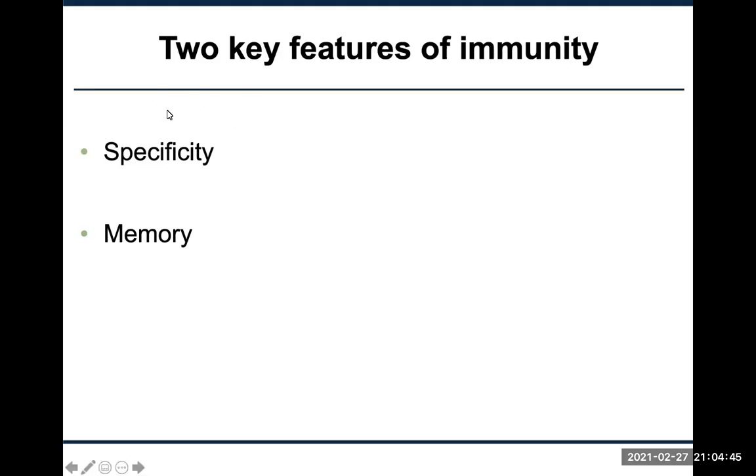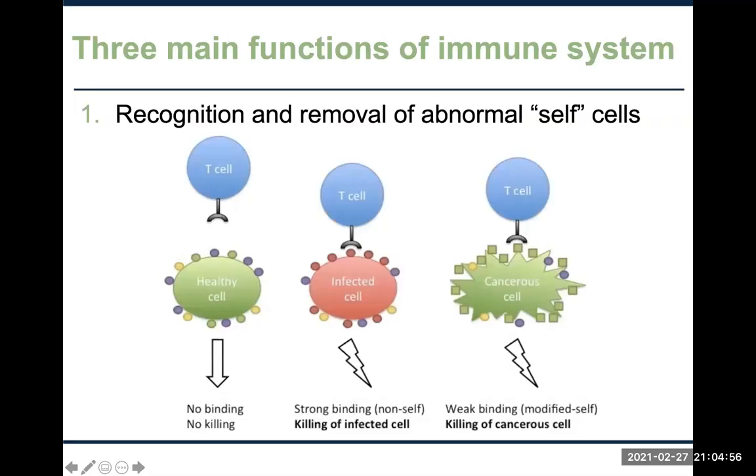There's two key features to immunity. One of them is specificity, the other one is memory. So, specificity, what that means is the body's ability to recognize self from non self, and then memory is going to allow the immune system to mount a faster and greater response on an antigen that has previously been in the body. So, three main types of functions in the immune system.